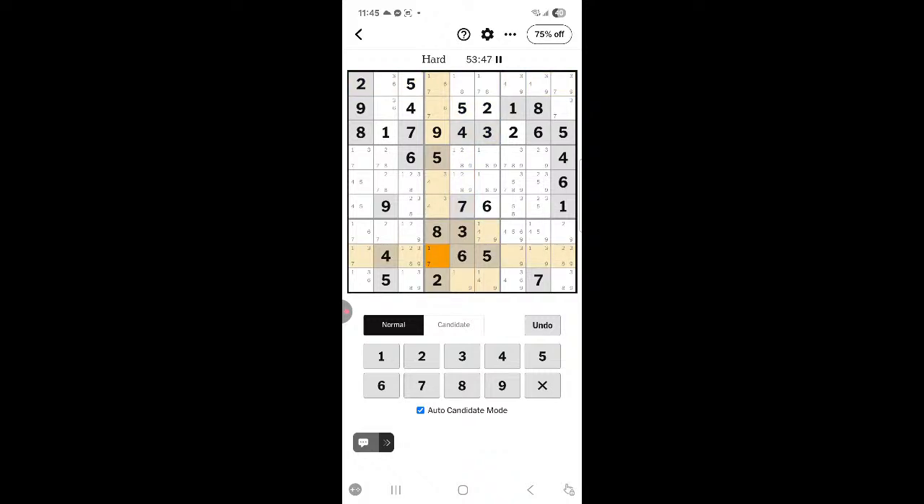For example, if 7 here, 6 wouldn't. 7, 6, then that would be 1. That would be 8. 7, 6, 1, 8, 7, 3, 6.